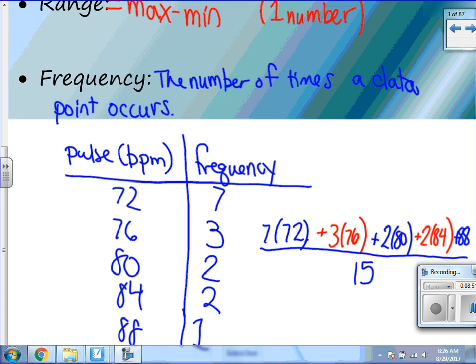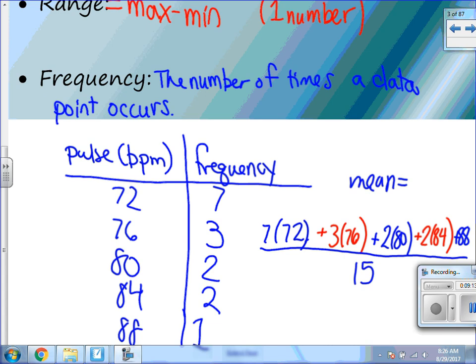And 15 also is the total of the frequency, right? Because each portion of frequency represents a person. So this would be the mean. And the layman's term for mean is just the average. And we're going to talk about that later on this week in more depth.